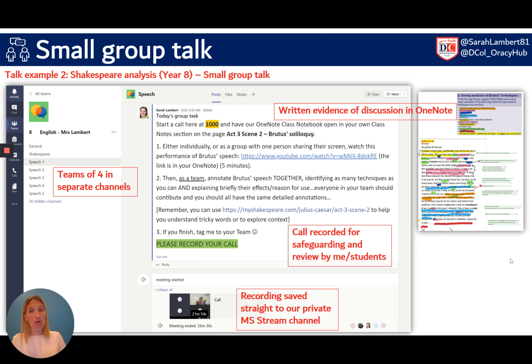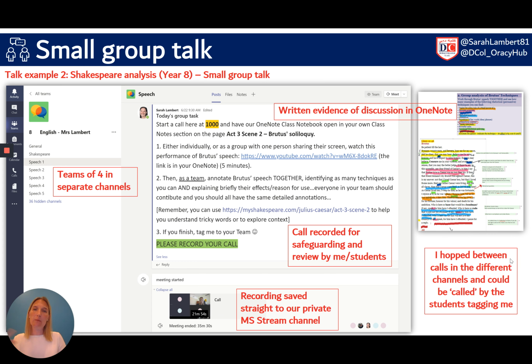the annotation, as you can see a quick picture there, was going on in OneNote, and I was hopping between the different calls. So I could just join and leave any of these channels while they were having live calls. I could see they were being recorded by the red dots. I could see who was in them with the little icons, and I could literally just enter and leave. And what I would do 1 week is take it in turns over lessons, listening to different groups, and then the groups would shuffle so that each group did get heard by me each week.